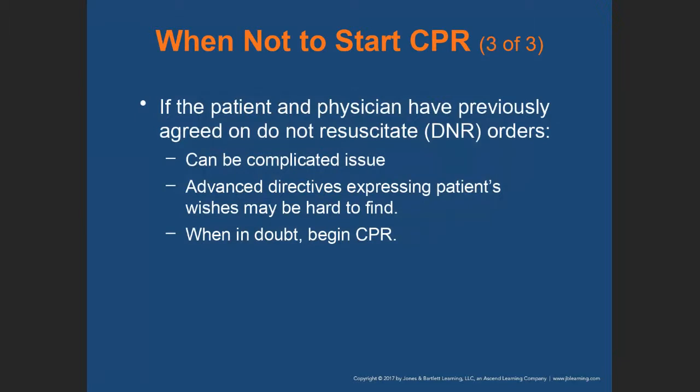If the patient and physician have previously agreed on do not resuscitate (DNR) orders, it can be a complicated issue for sure. Advanced directives expressing the patient's wishes may be hard to find. So you might respond and the patient has a DNR and they can't locate it. They have to search for it. During that period when they're looking for the document, you would only do BLS. So only BLS we would do for the patient until it is located. Once it's located and confirmed, then we would stop CPR at that point. So we wouldn't go into any ALS interventions. Right? So the bottom line is when you're not sure, start CPR.